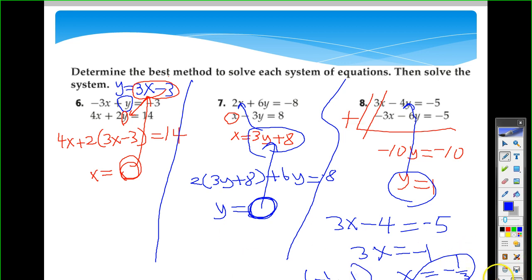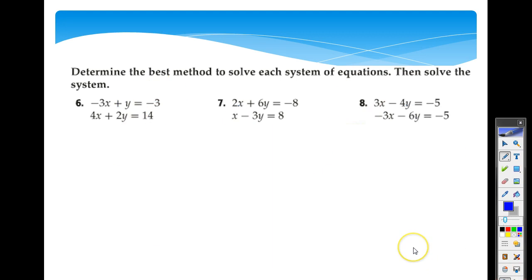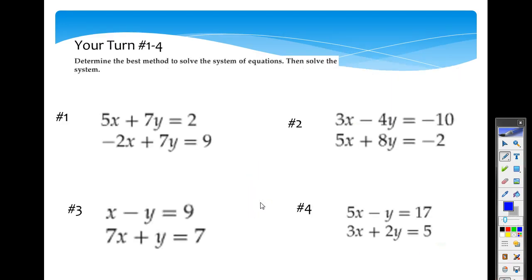Alright, so I believe next one is your turn. So go ahead and do number 6, 7, 8 on a separate sheet of paper. Whoops, no, that's what we just did. So go ahead and do your turn numbers 1 through 4 on a separate sheet of paper. Determine the best method to solve the system of equations, then solve the system. Make sure you hand it in tomorrow for credit. Come back when you're done.